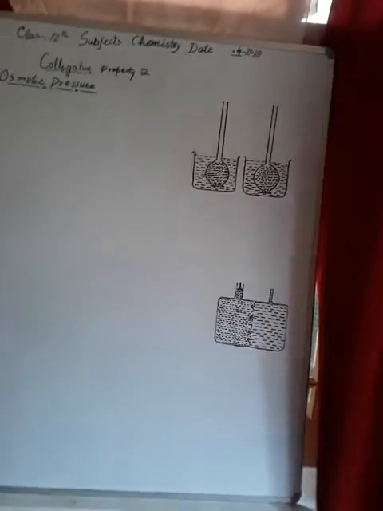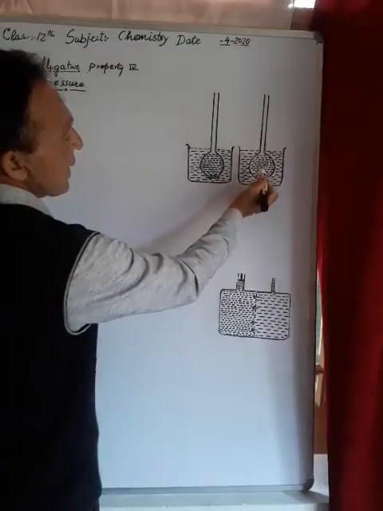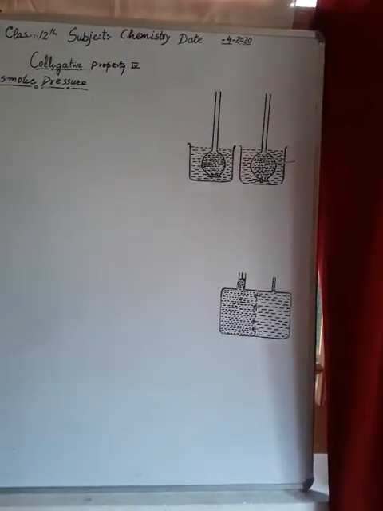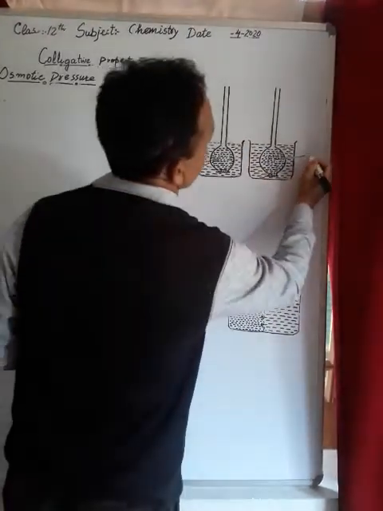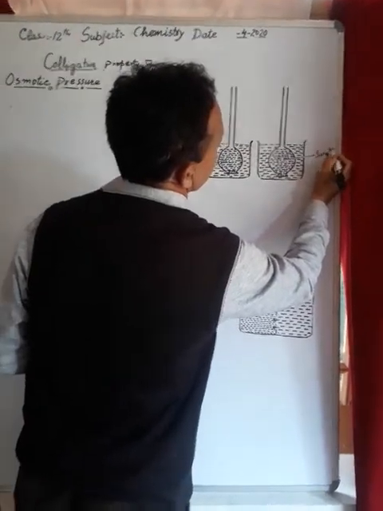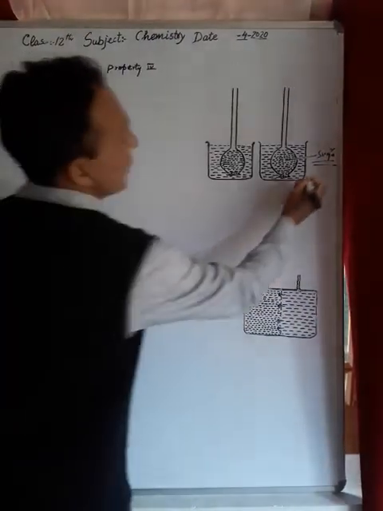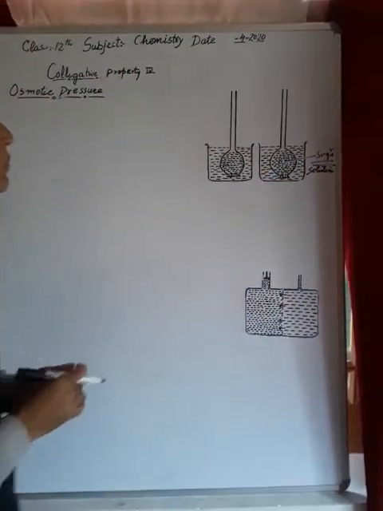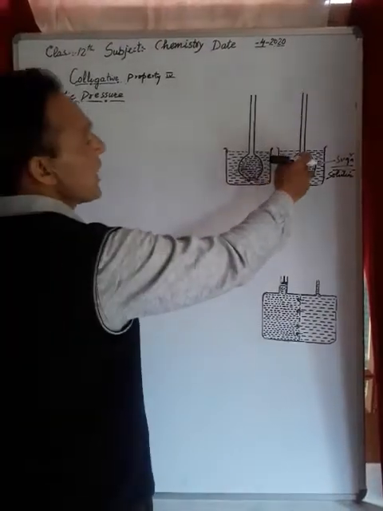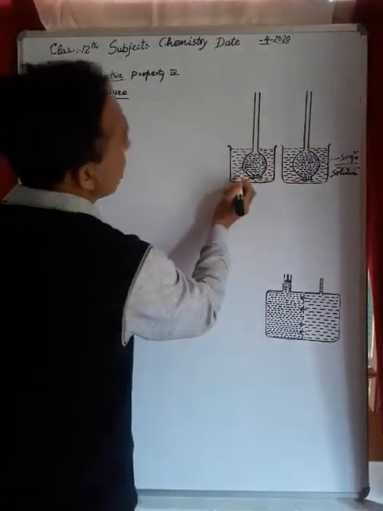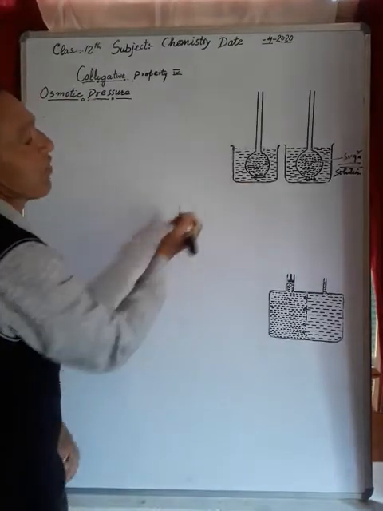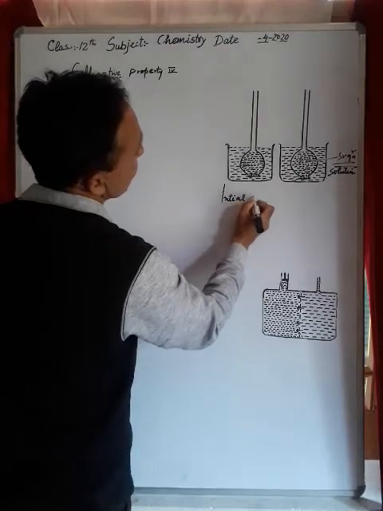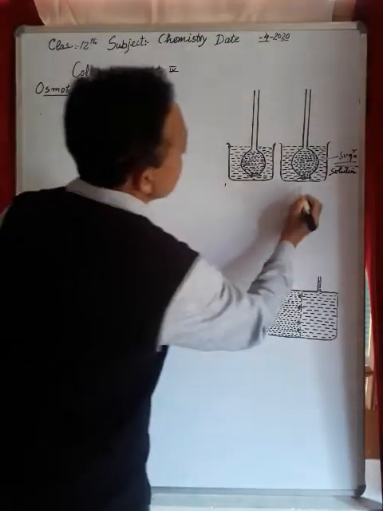Or we tie it with pig bladder. And after that we take a solution. Say we take sugar solution. We take the sugar solution in this inverted thistle funnel, and we put this thistle funnel into a beaker which contains water. This is the initial state.